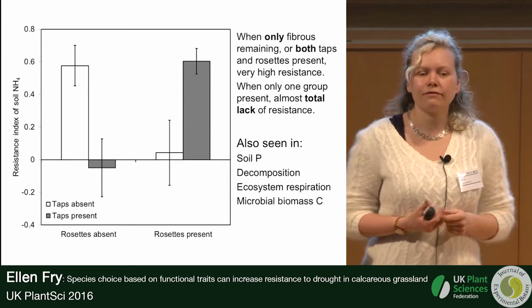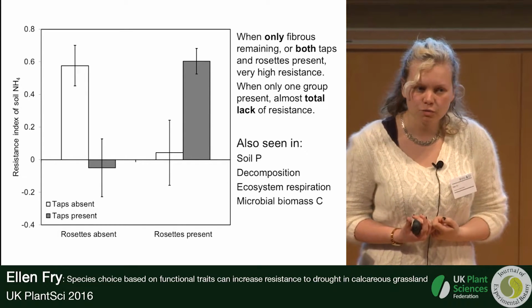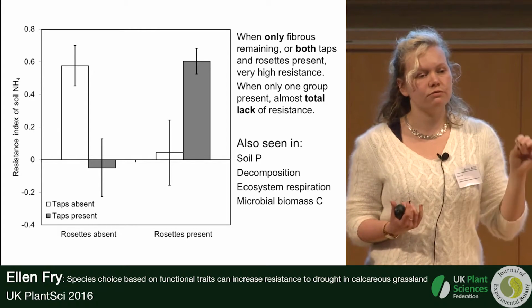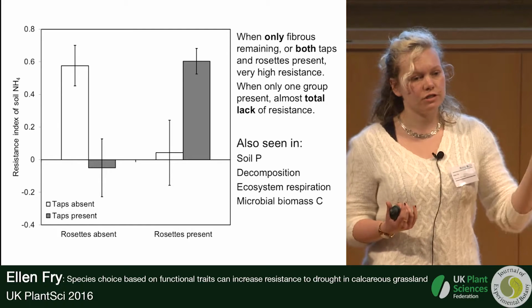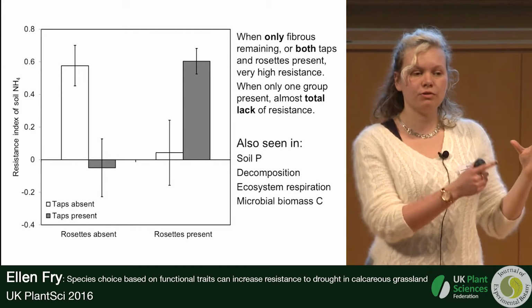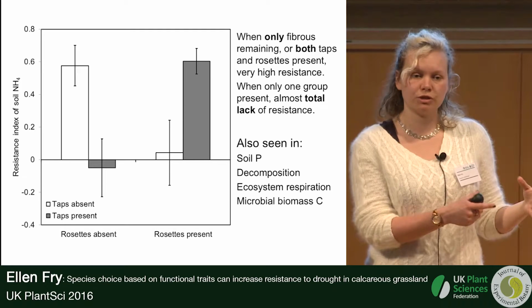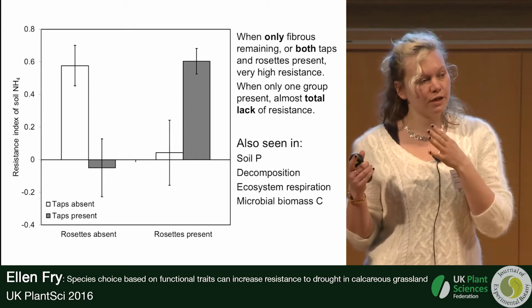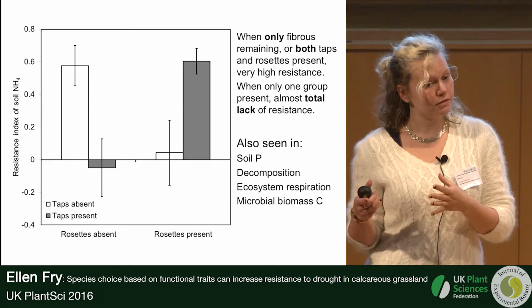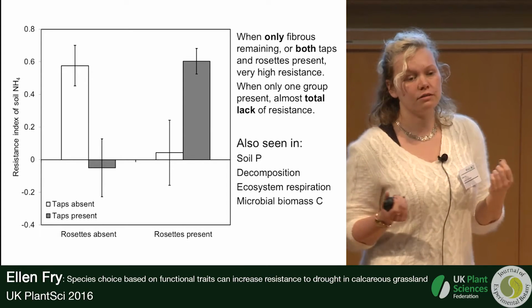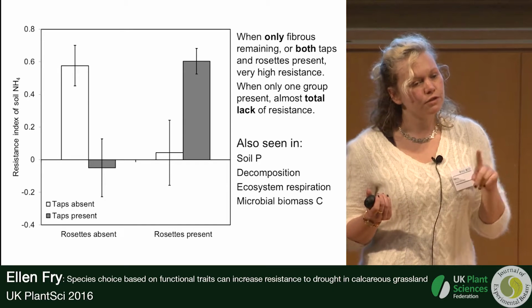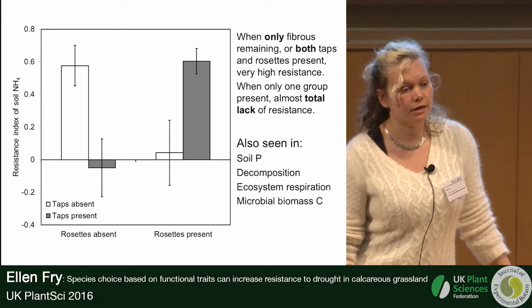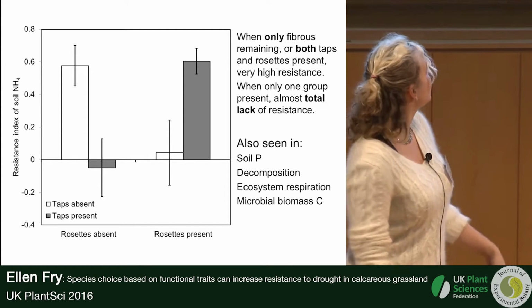So I have another interesting effect where if you have no rosettes and no taps, you get almost complete resistance. So virtually nothing happens. So that means that there's only fibrous, shallow-rooted species present in those plots, and I have almost total resistance. If I have both taps and rosettes, again, I get very high levels of resistance. But if one of those is missing, then my resistance completely hits the floor, and everything is incredibly unhappy.